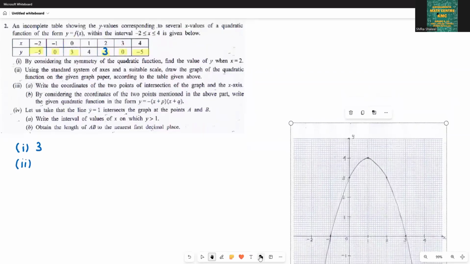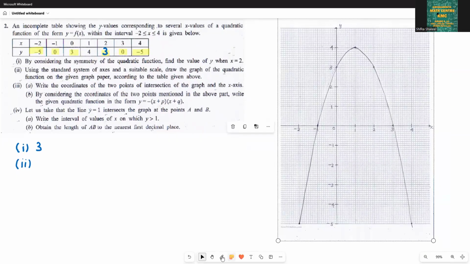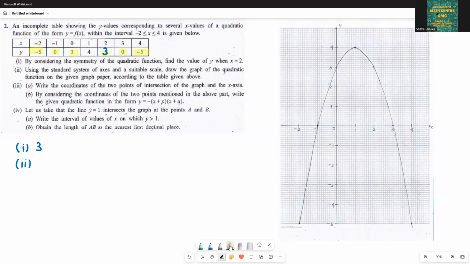So I have already drawn the graph for you. Just go through this graph paper, you know how to plot the graph already. The corresponding values are here. I have marked minus 2, minus 5; minus 1, 0; 0, plus 3; 1, plus 4; 2, plus 3; 3, 0; 4, minus 5. So these are the points. You have to draw the curve, and you will get marks for the shape of the curve. That is already done. This is a parabola with a maximum value.